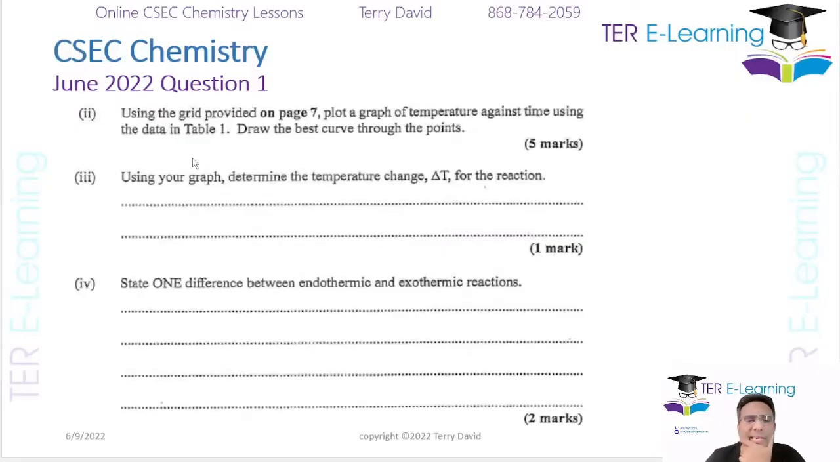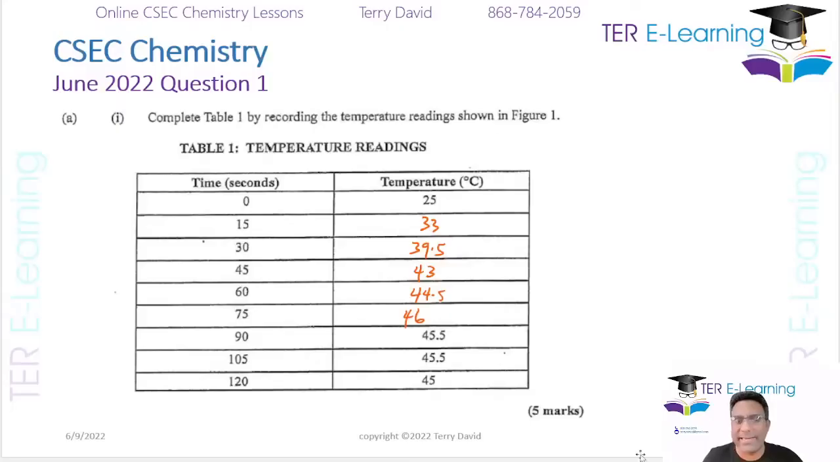Next thing now, they said using the grid provided on page 7, plot a graph of temperature against time using the data in the table. And they said draw a best curve through the points. So we're getting 5 marks to draw this, right? Okay, so I need to get the data closer.